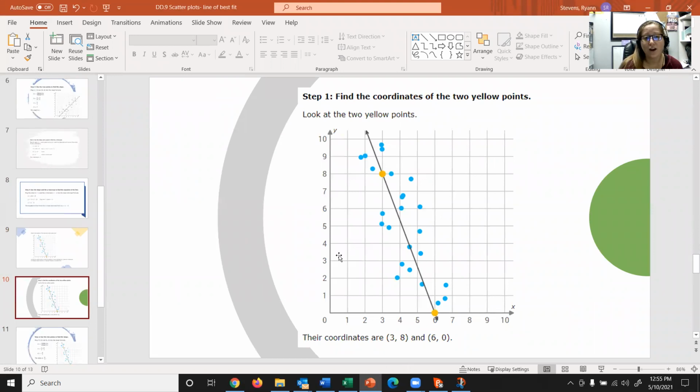Okay, so looking at our first step, we want to find the coordinates of the two yellow points, which we have listed down here as (3, 8) and (6, 0). And if we were to go back and double check this, we would say, okay, we're going to go over 3 and then up 8, and there's the first yellow point. And then we're going to go over to 6 and up 0, and that's the second yellow point. Okay, so then let's go to our second step.